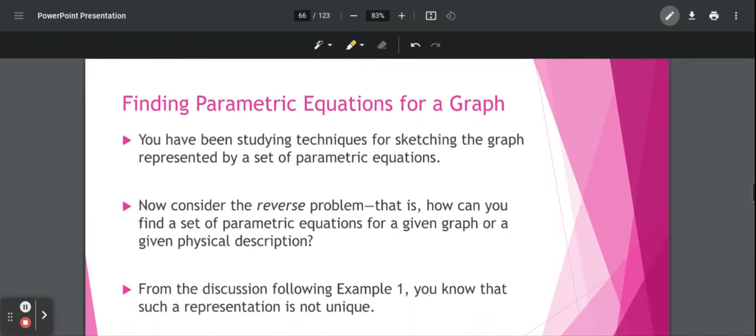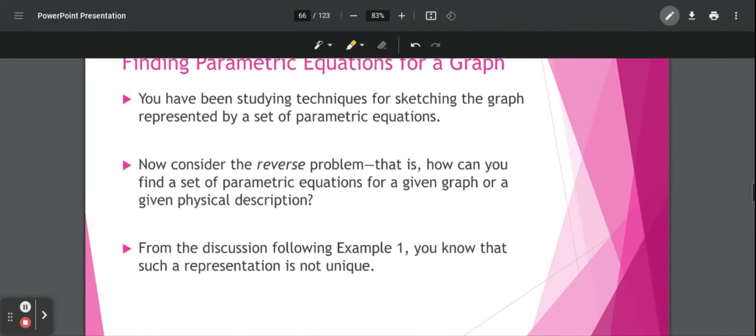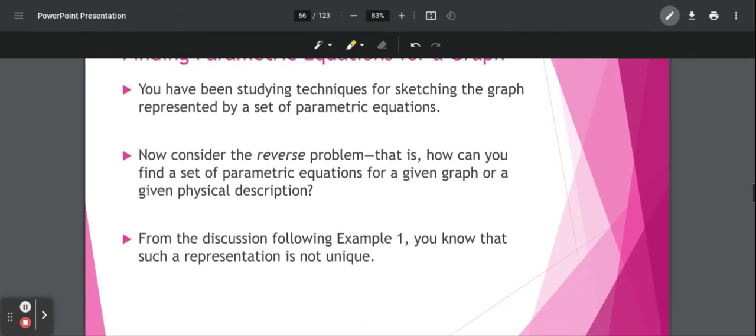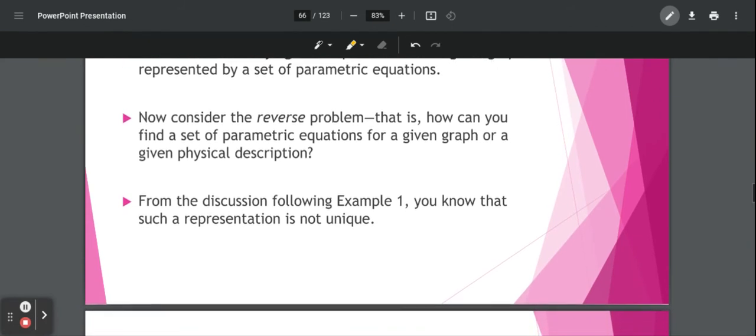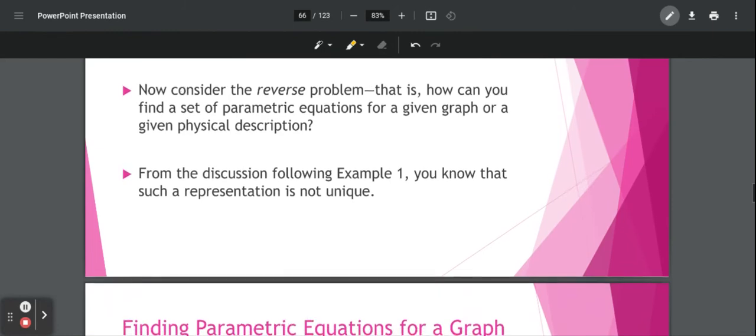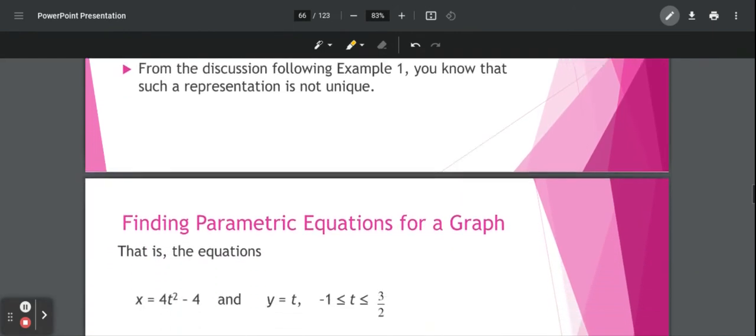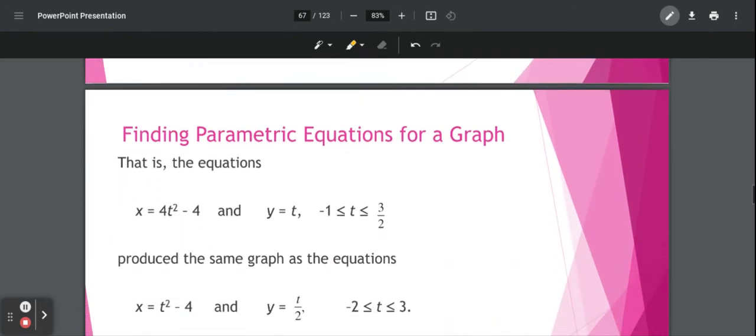All right, so finding parametric equations for a graph. We've been looking at techniques for sketching the graph with parametric equations. So now let's reverse it. How can we find a set of parametric equations for a given graph? So let's look at this part right here.